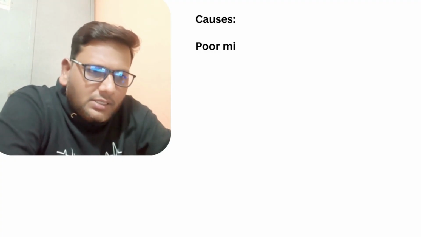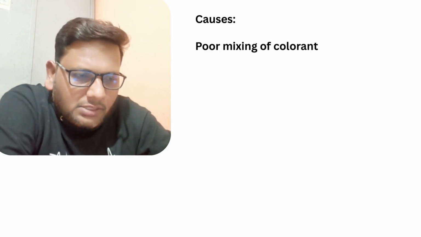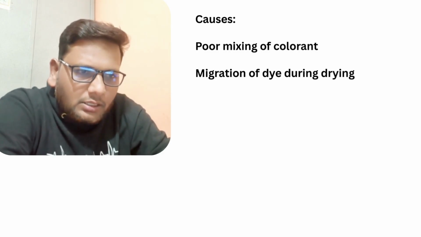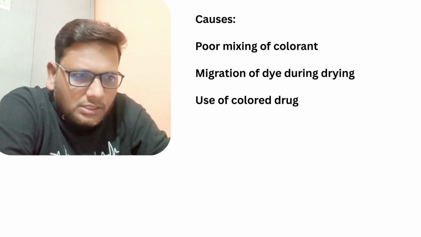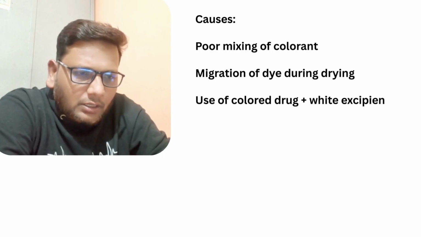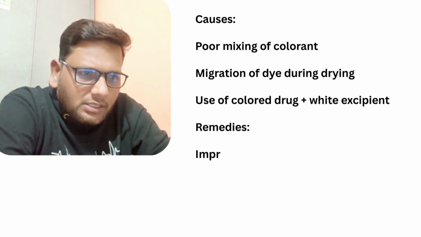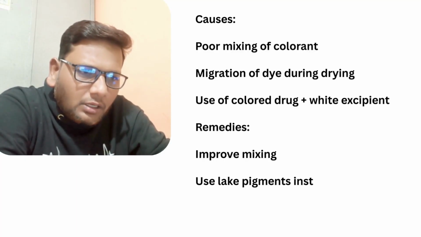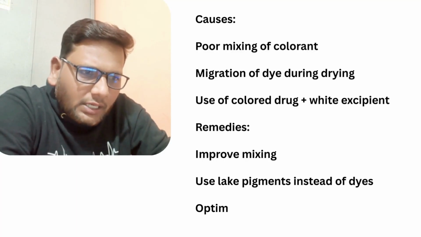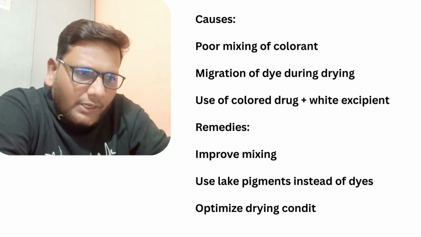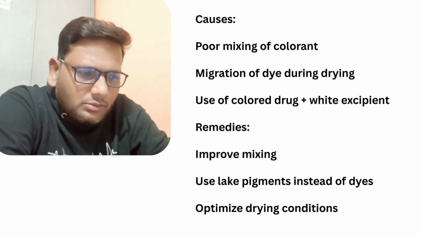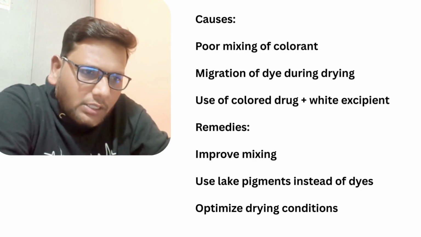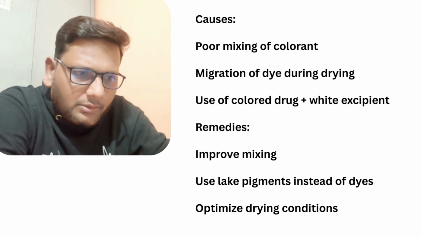What are the causes for this uneven color distribution on the tablet surface? That is mottling. Here are some causes. It may happen due to poor mixing of the coloring agent, or there may be a migration of the dye or coloring agent during the drying process. If we are using a colored drug and white excipient, then also it may lead to uneven color distribution on the tablet surface. Then what are the remedies or solutions for this problem?